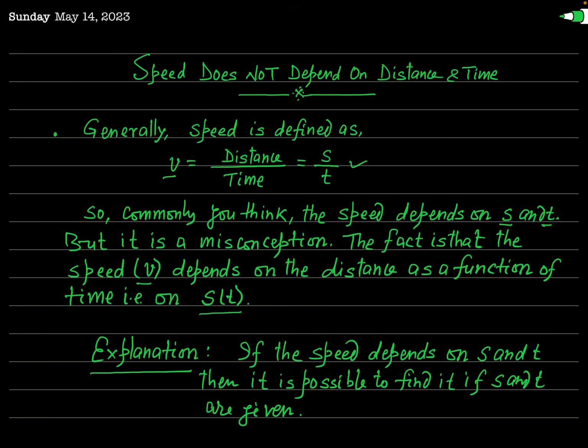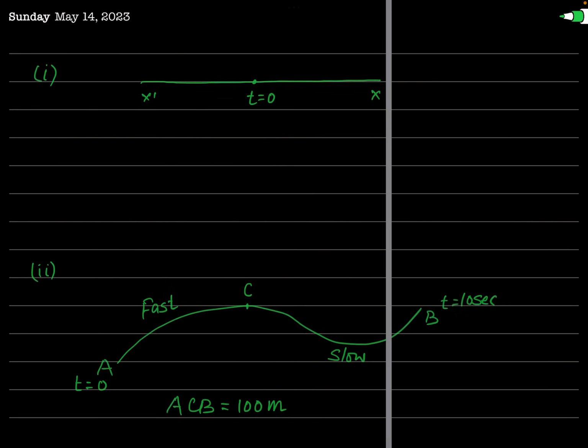Now let us explain this fact. If you say that the speed depends on distance s and time t, then it is obvious that if we are given distance s and time t, then we can easily find the speed of the particle. But you will see that it is not possible always.